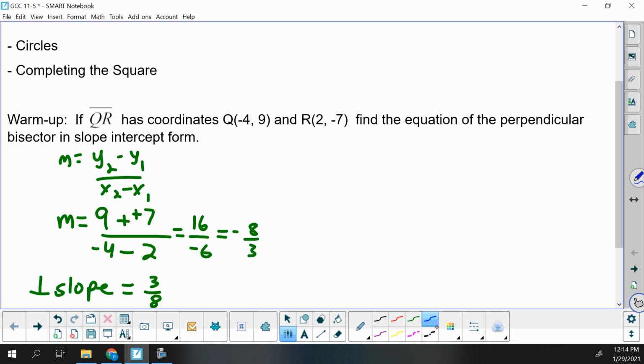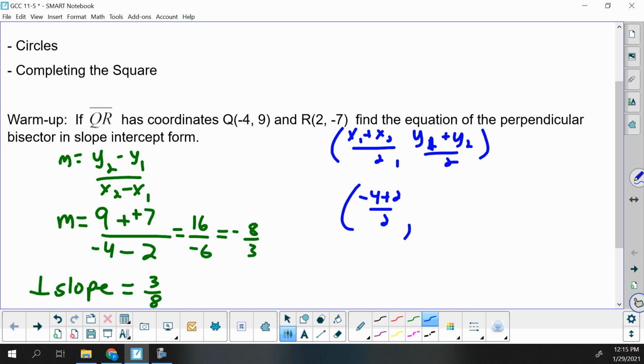We now need to find the midpoint. The midpoint, you average your x's, average your y's. So we'll have negative 4 plus 2 over 2. We'll have 9 plus a negative 7 over 2. Negative 4 plus 2 gives us negative 2, divided by 2 is negative 1. 9 plus a negative 7 is 2, divided by 2 gives you positive 1.